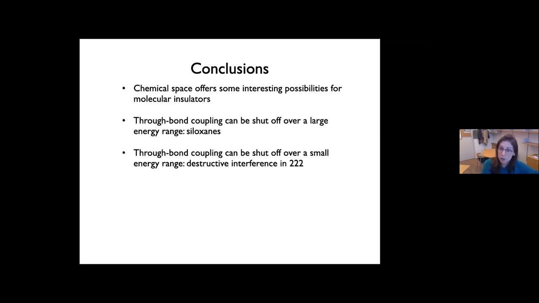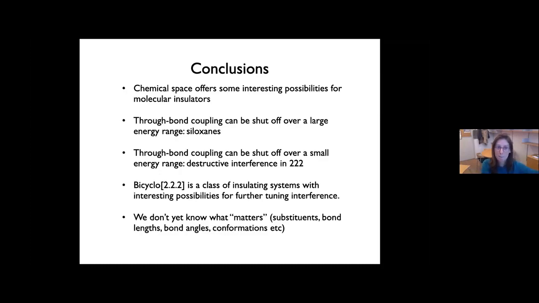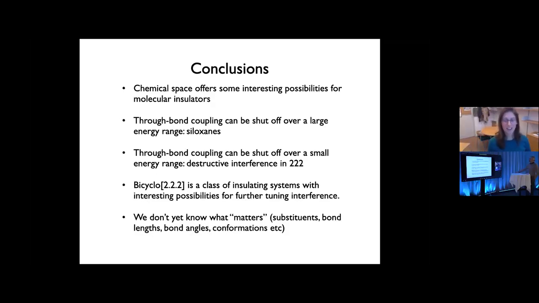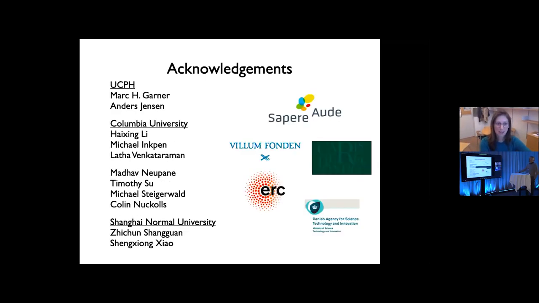So we have this 222 sort of structural motif that's very effective in shutting off electronic communication, but we don't know exactly what matters in controlling these systems. So that's an open question, and there's certainly scope for more work there.